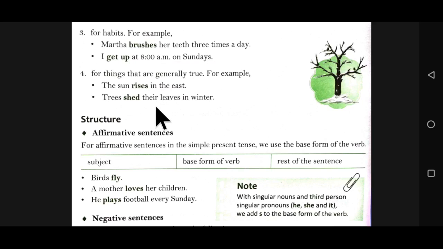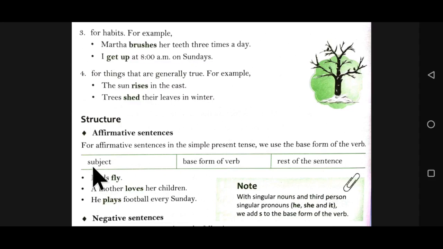Okay? Now, let's study the structure of sentences in simple present tense. First, we are going to see the affirmative sentence, or positive sentence. So what is the structure, students? It is very simple. First we write the subject, then the base form of the verb, then the rest of the sentence. Now let's try to understand with this example.